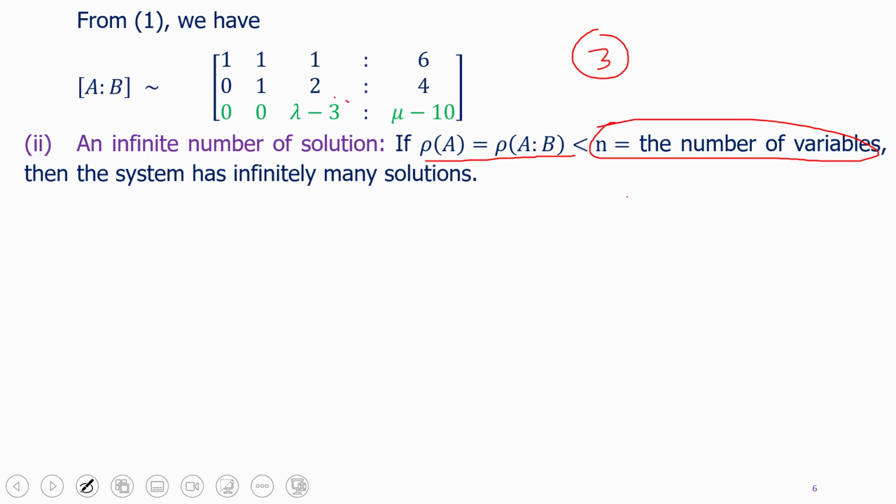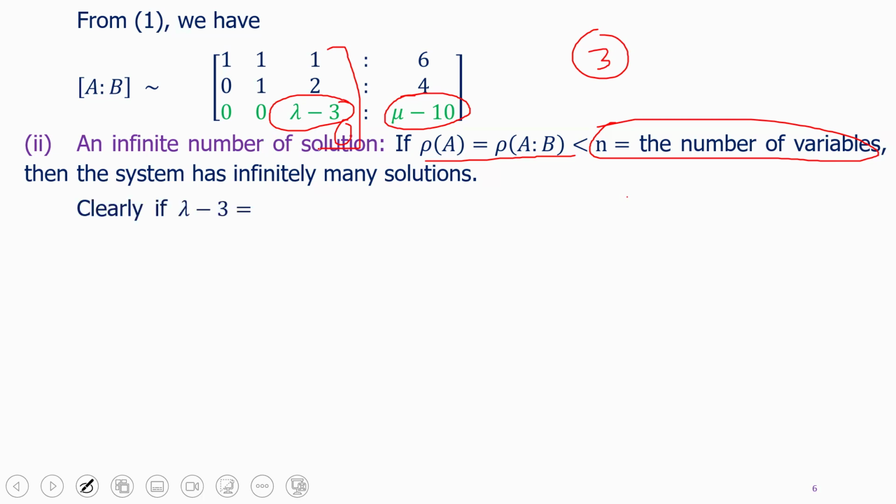If lambda minus 3 is equal to 0 and mu minus 10 equal to 0, then the last row will become 0, 0, 0. And at that time, the rank of the coefficient matrix is 2 because lambda minus 3 becomes 0. If we consider the coefficient matrix, 1, 1, 1, 0, 1, 2, 0, 0, 0, therefore the rank of the coefficient matrix is 2. If mu minus 10 is also 0, then the rank of the augmented matrix is also 2.